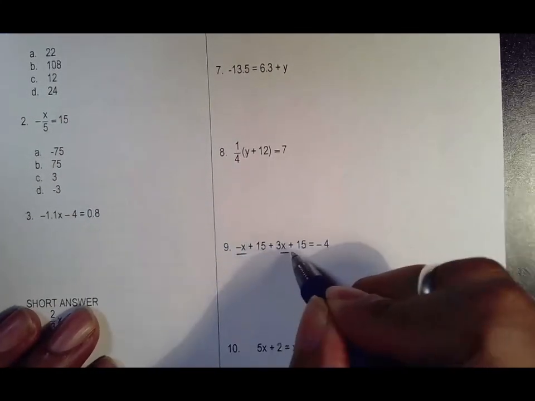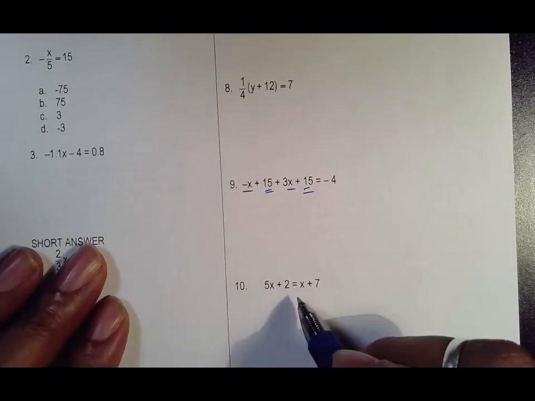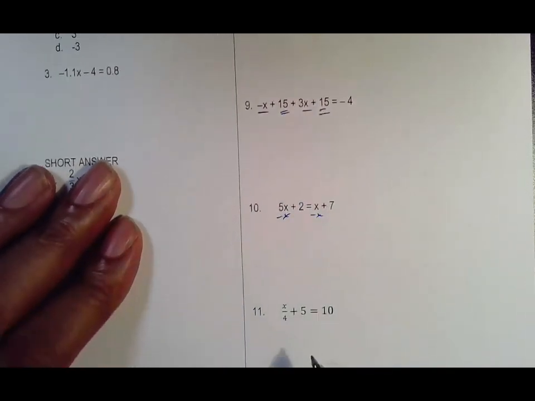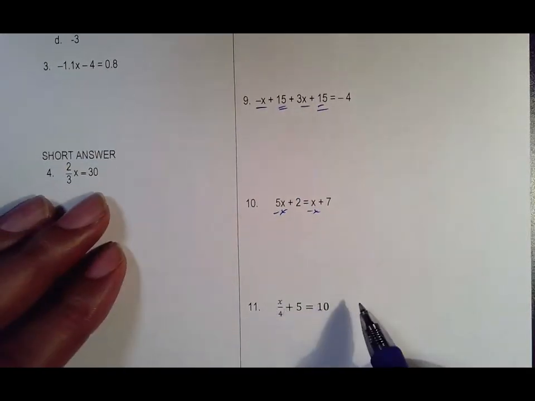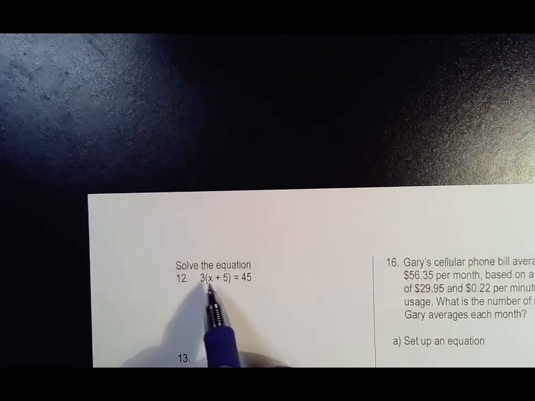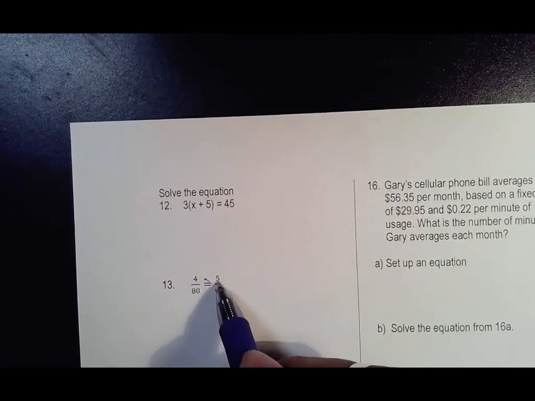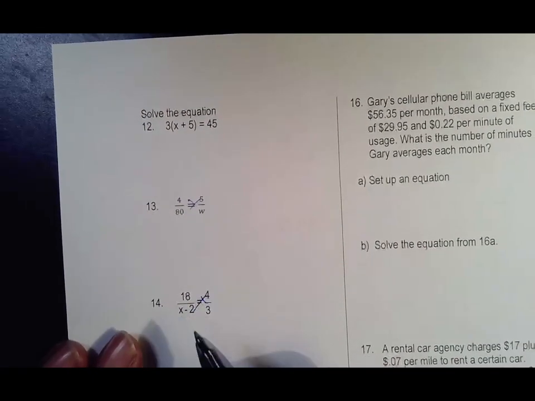In this case, you would put your like terms together and then go here. You subtract x from both sides. Here, again, you can either multiply everything by 4 or just go from there. 12, again, distribute first. 13, cross multiply. 14, cross multiply. So you're in good shape as long as you've learned what you were supposed to learn in terms of the work that we've been putting in.